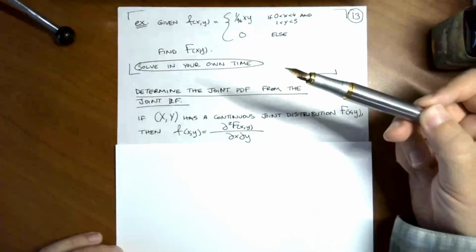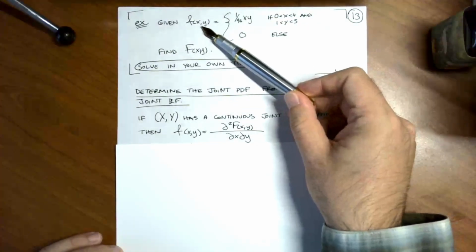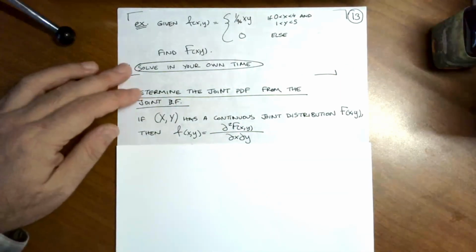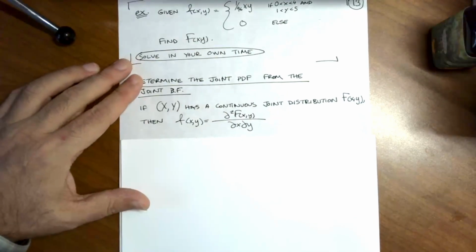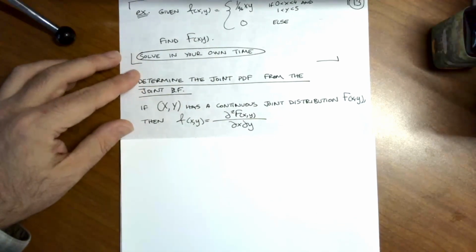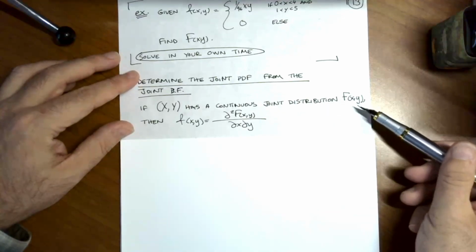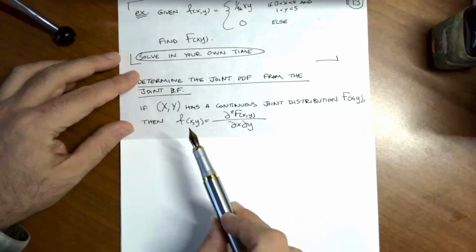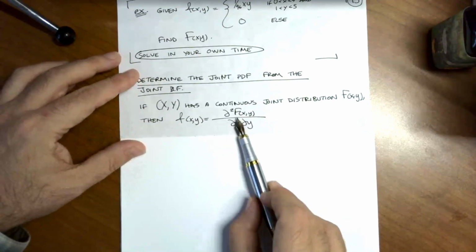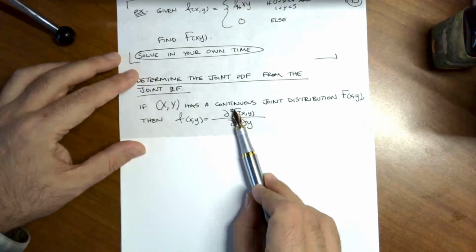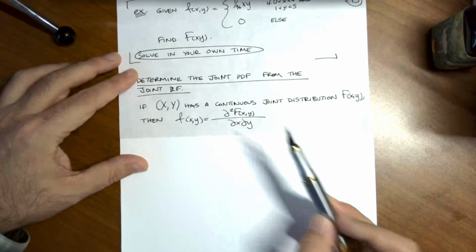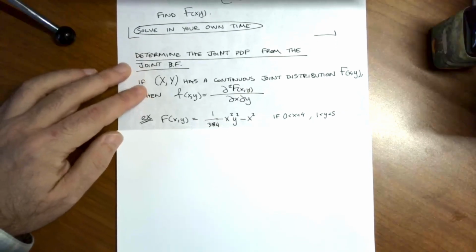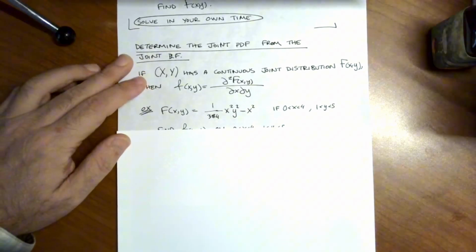If you have this capital F of x comma y, how can you identify this lowercase f of x comma y? So the idea here is that if you have x and y random variables that have a continuous joint distribution function, capital F of x comma y, then you can identify the joint PDF as the second derivative of this F function, right, del 2 of F over dx dy. That's the standard definition of the second partial derivative, and we're talking about the cross partials over here.